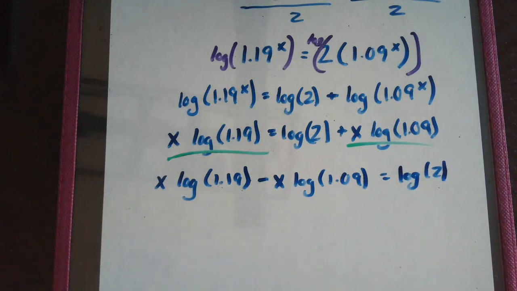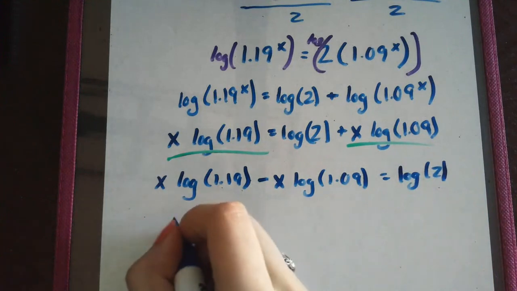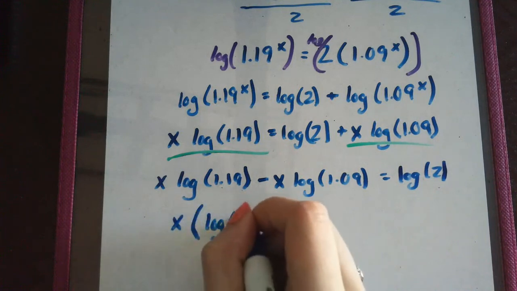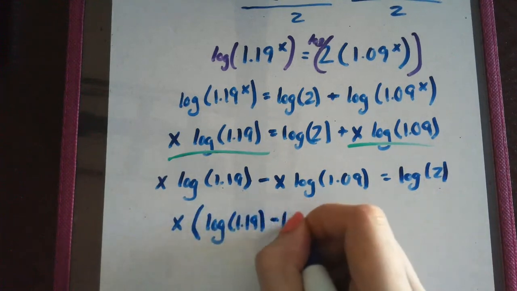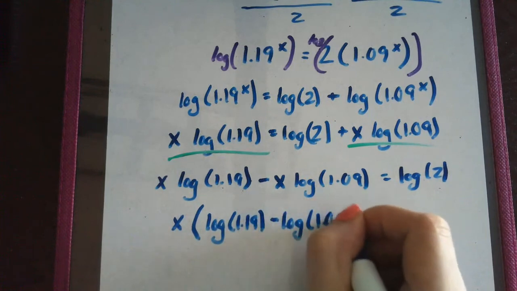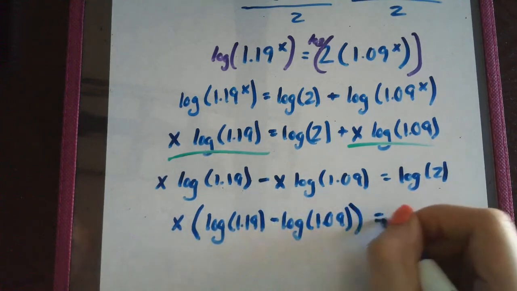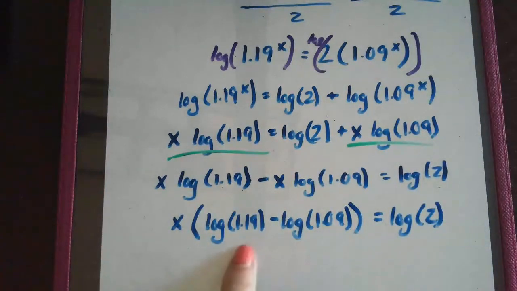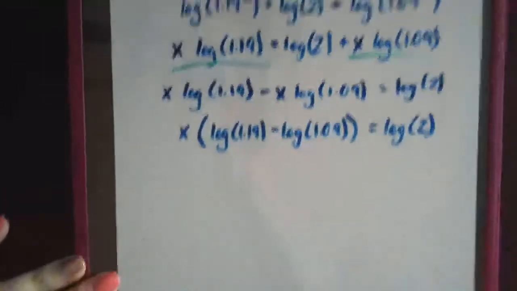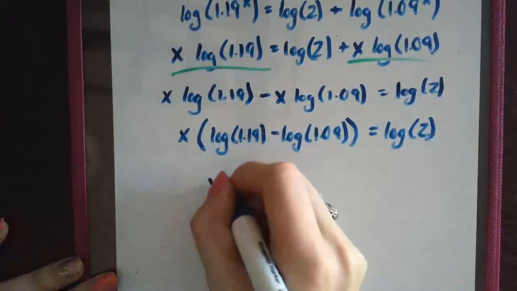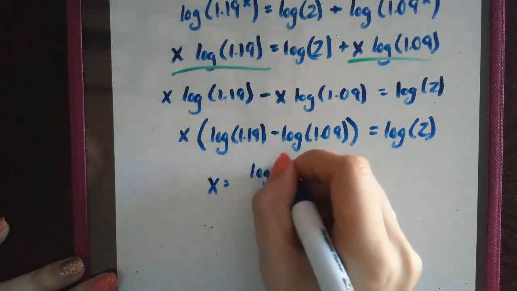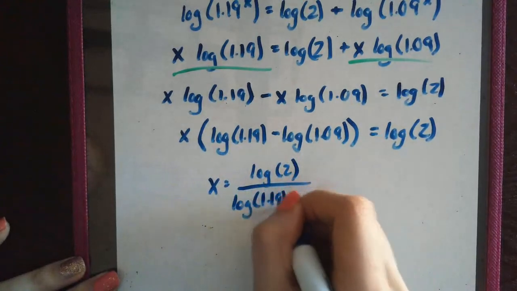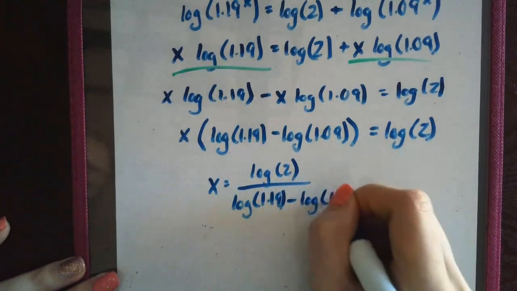Both terms on the left have an x in common, so I can factor that out front. And I have x times the log of 1.19 minus the log of 1.09 is equal to the log of 2. To solve for x, I divide by this thing. And we get x is equal to the log of 2 divided by the log of 1.19 minus the log of 1.09.